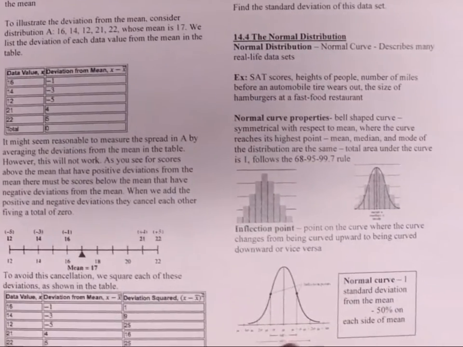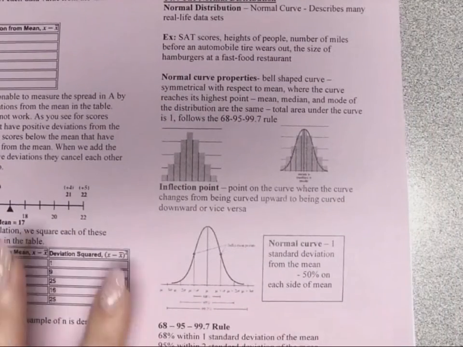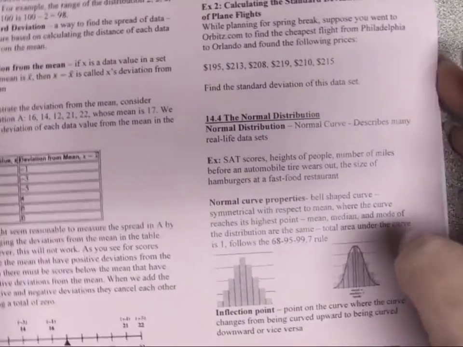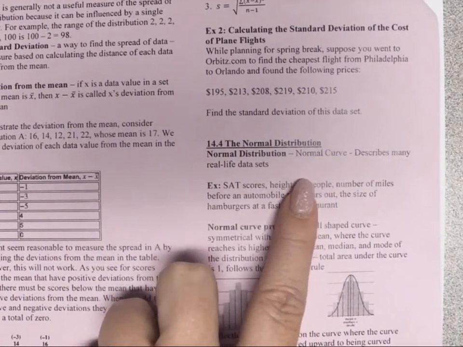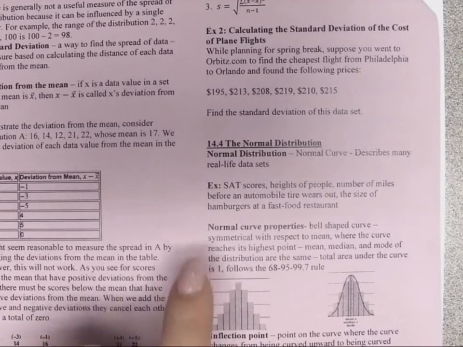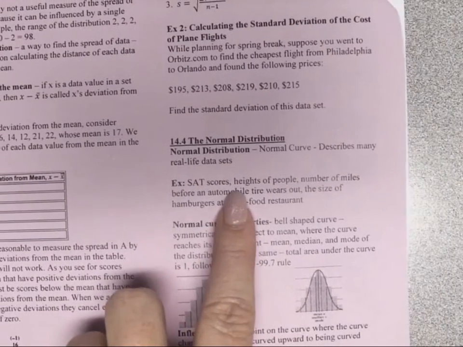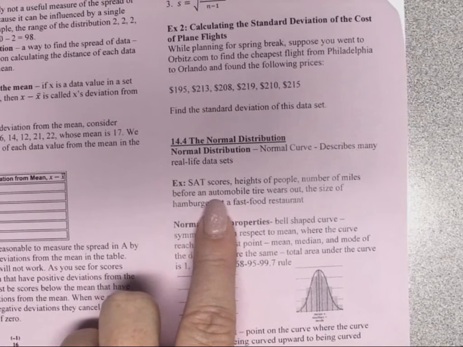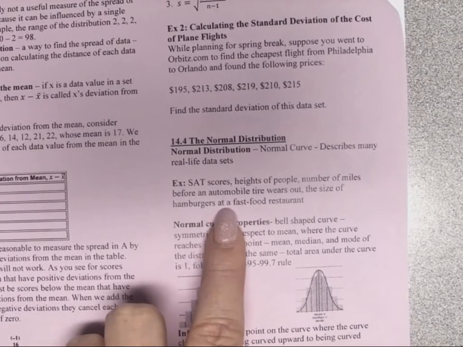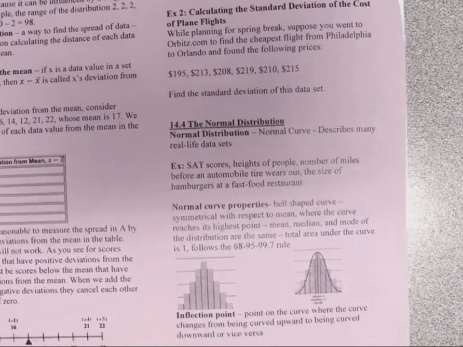All right, so we're going to look at normal distribution. So that's the normal curve, and it describes many real-life data sets. Like SAT scores, heights of people, the number of miles before an automobile tire wears out, the size of a hamburger at a fast food restaurant.